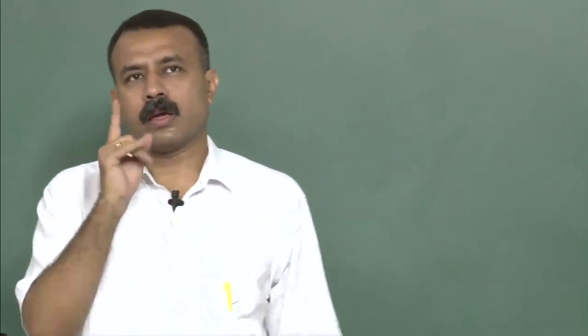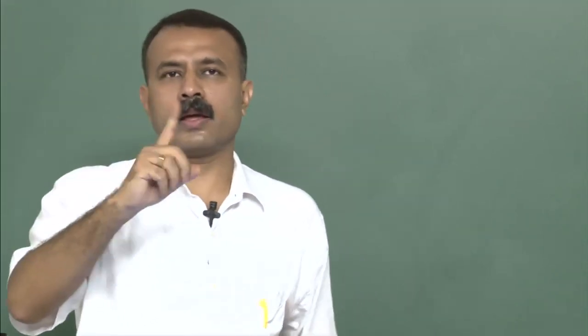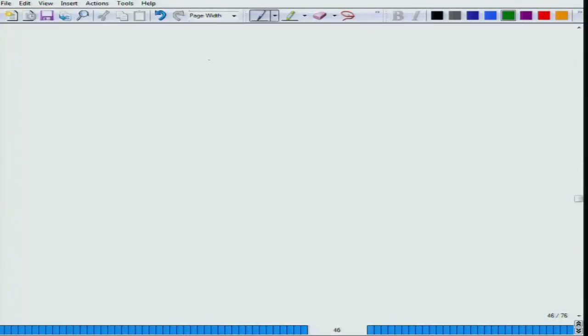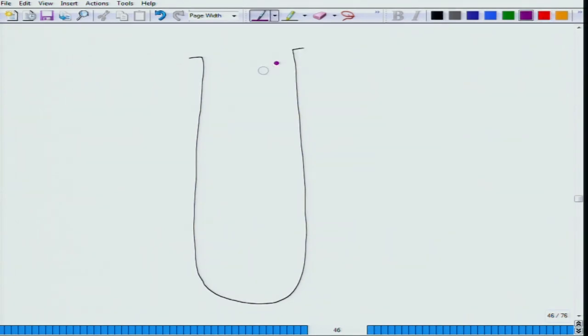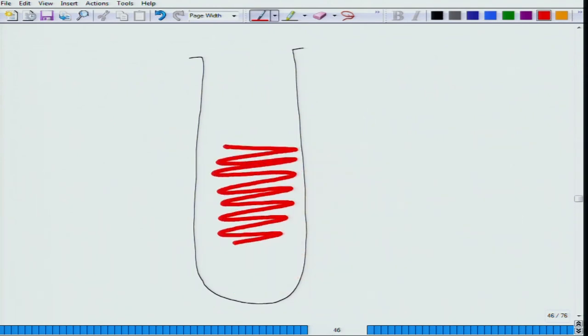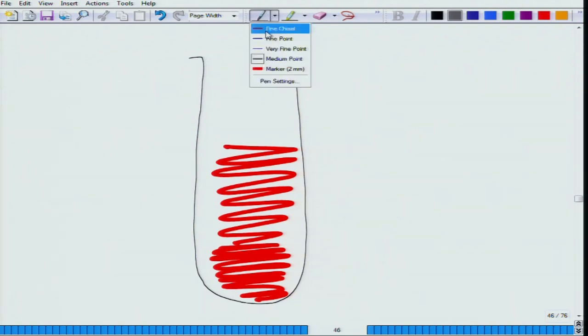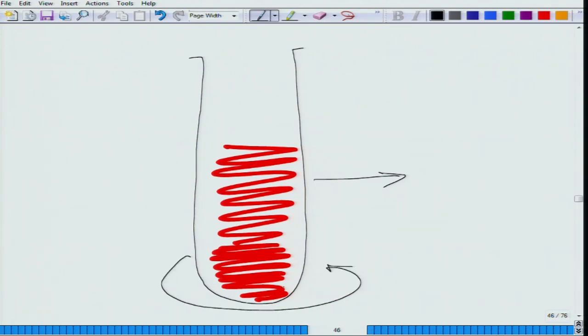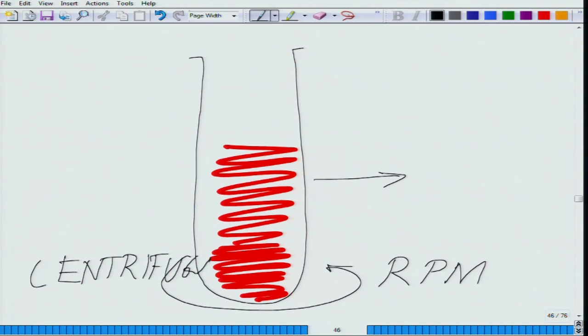So the blood essentially, say for example, you take the blood sample in a tube like this. Okay, just drawing it for your visualization. I give you a tube like that, and here you have it filled with blood. Okay, so this all red is the blood. Now, if you take this blood and you spin it at a certain RPM, you put it in a centrifuge and spin it. After some time, what will you see after spinning down? This is what you are going to see.